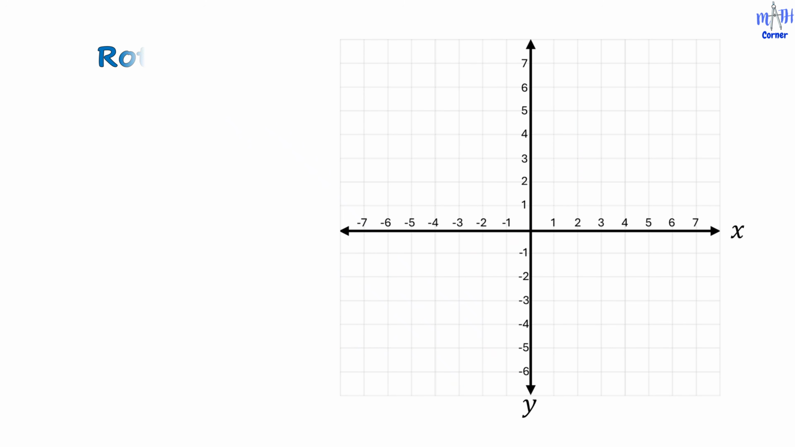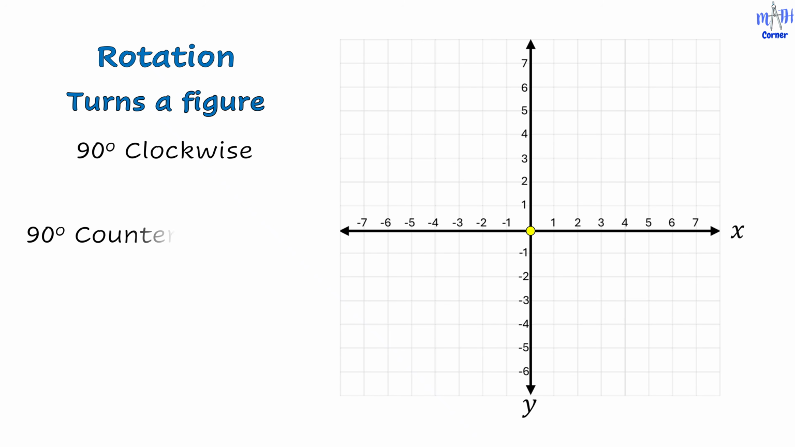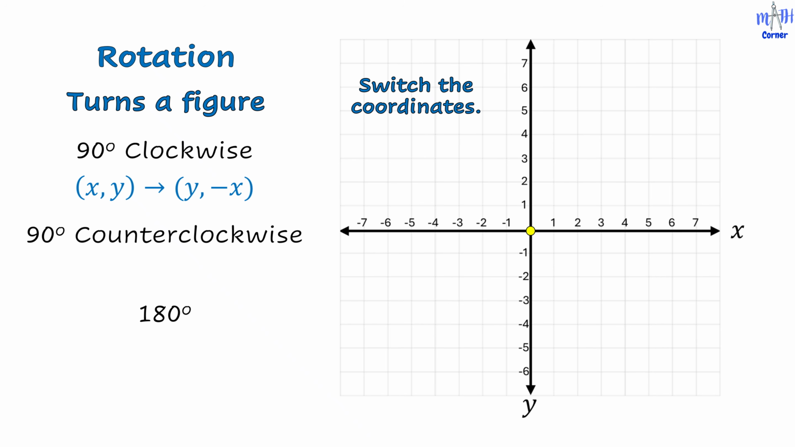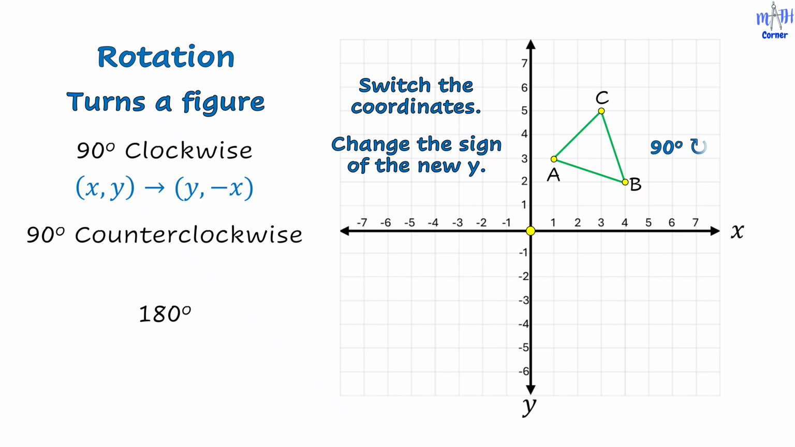Now let's proceed to rotations. What is a rotation? A rotation turns a figure around a fixed point. We will rotate figures around the origin. We will focus on 90 degrees clockwise, 90 degrees counterclockwise, and 180 degrees rotations. In 90 degrees clockwise rotation, the rule is this. X, Y becomes Y, -x. That means we need to switch the coordinates and change the sign of the new Y. Example. Rotate triangle ABC 90 degrees clockwise.